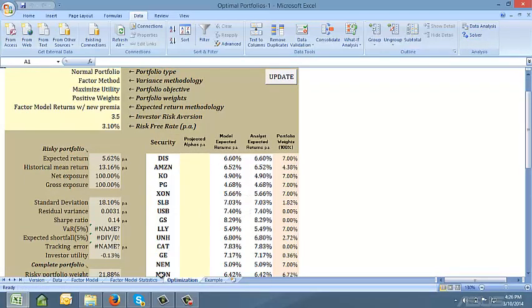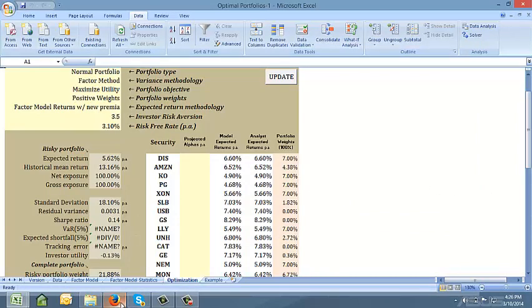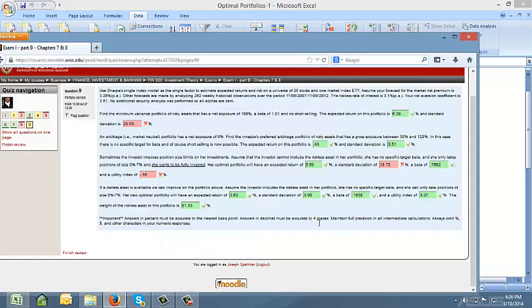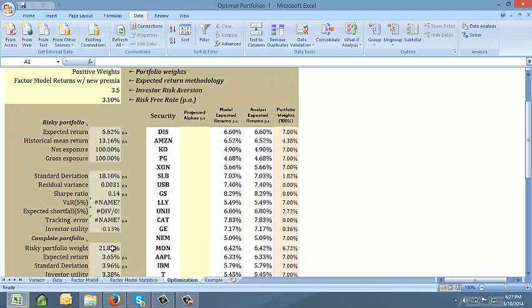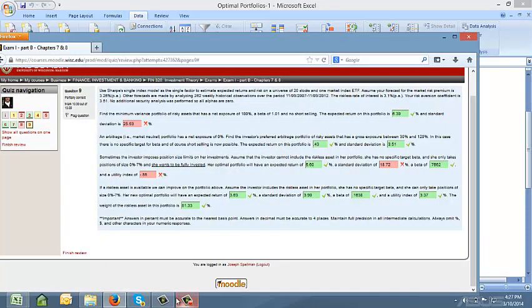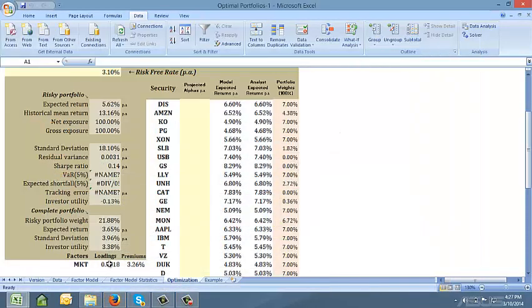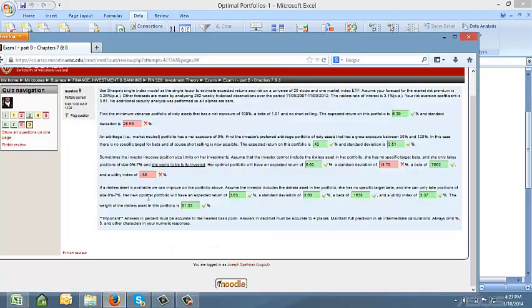Let's see, expected return I got right. It was 5.60. Got that right. I had 5.62 when I just ran this. Standard deviation 18.72%, I had 18.1%. That fluctuation probably was from solver and probably why I got it wrong. What else is it? Beta is 0.7662, I had 0.7718, variation because of solver again.